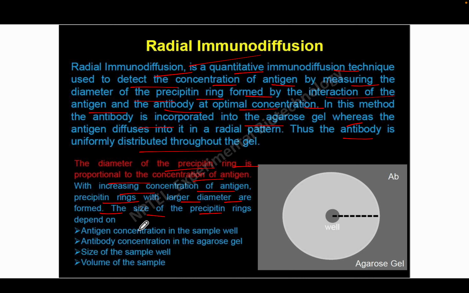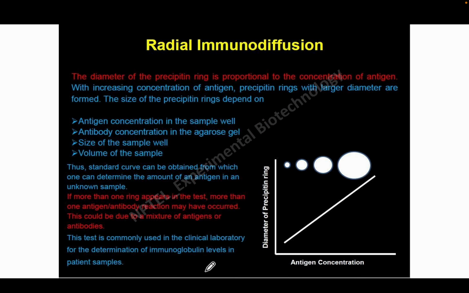The size of the precipitate rings depends on antigen concentration in the sample well, antibody concentration in the agarose gel, size of the sample well, and volume of the sample. So the diameter of the precipitin ring is proportional to the concentration of the antigen. As antigen concentration increases, the diameter of the ring increases. And the size of the precipitate ring depends on what? It depends on antigen concentration in the sample well, antibody concentration, size of the sample well, and volume of the sample.